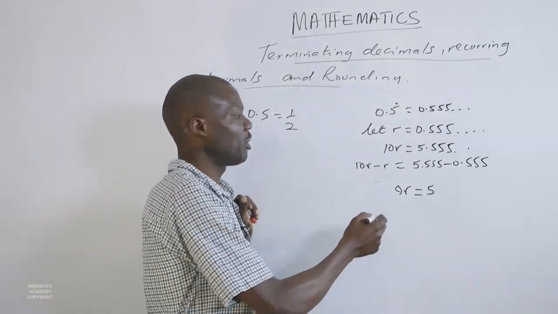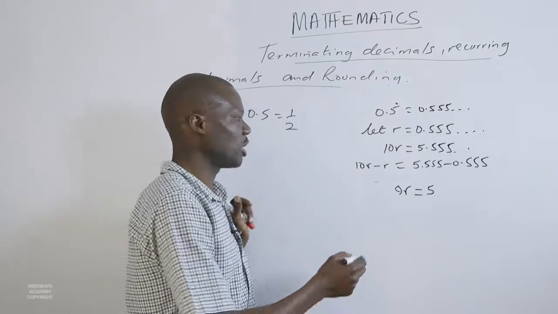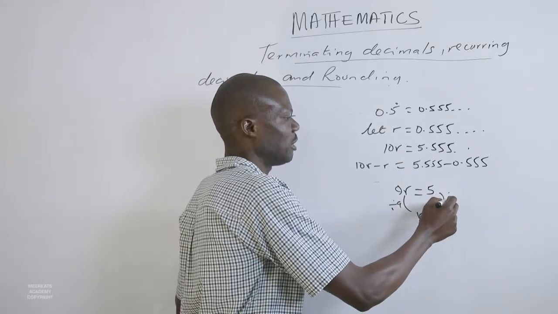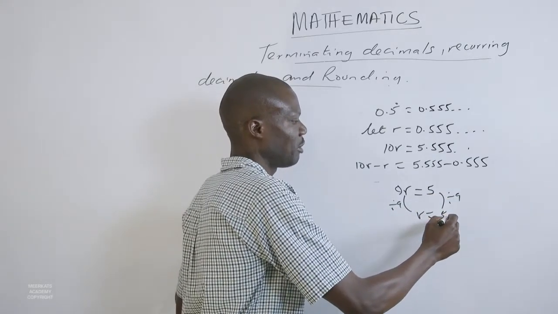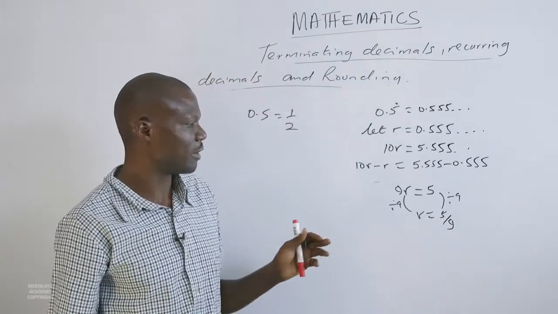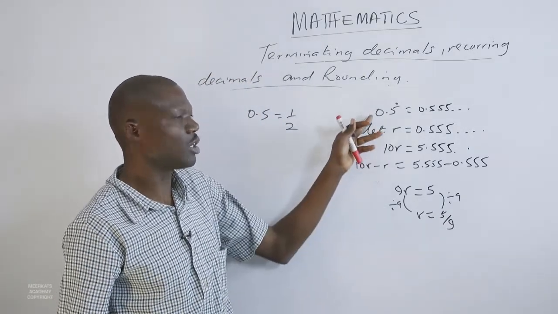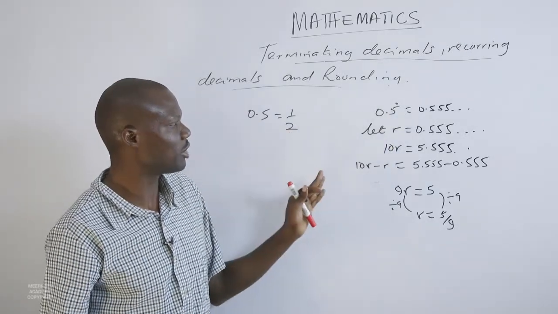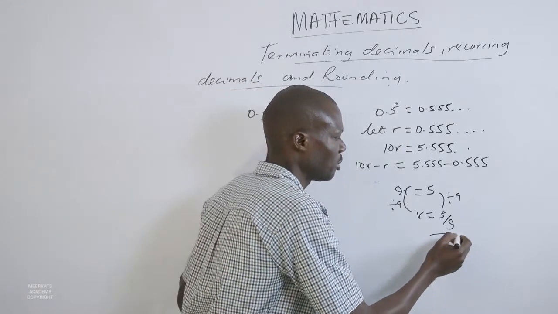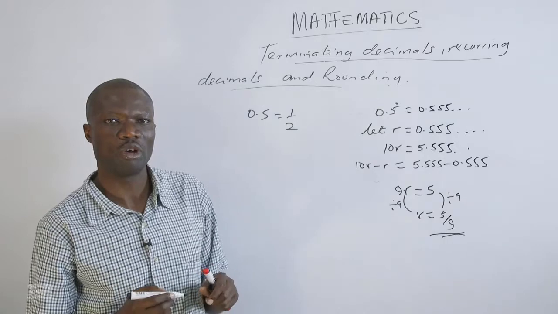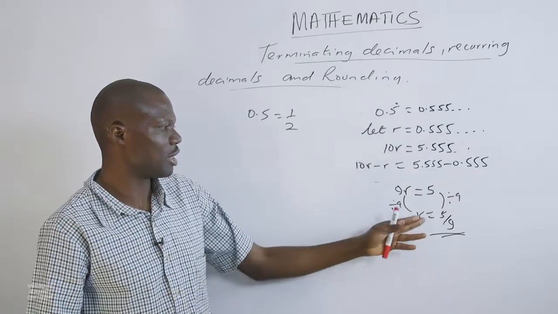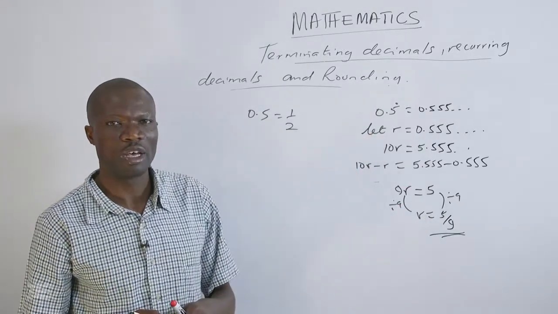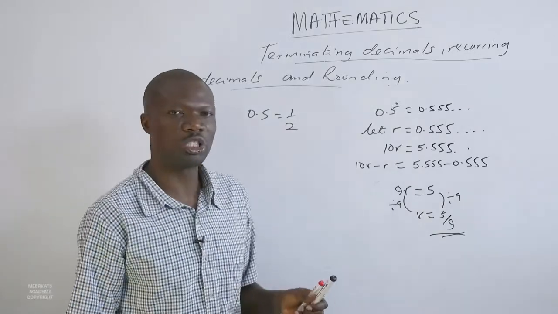So as we saw earlier on, to make R our subject, we shall divide both sides by what? By 9 to get R, and divide this side by 9, you'll get 5 over 9. So we are saying that when you convert 0.5 recurring into a fraction, then our fraction is 5 over 9. If you convert it backwards, you'll realize that 5 over 9 is the same as 0.5 recurring. It has always been good to check our answer.